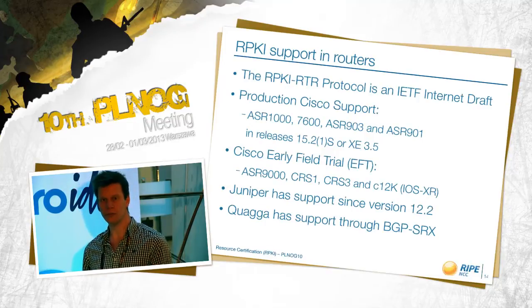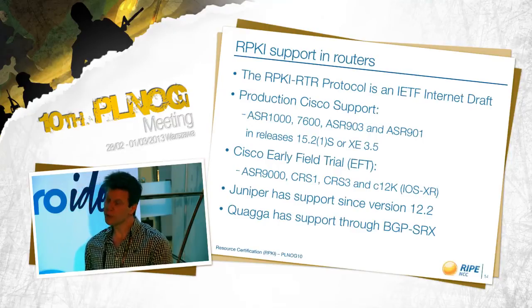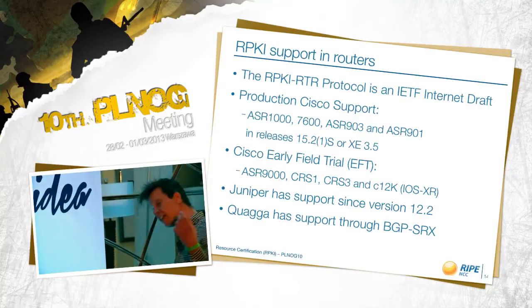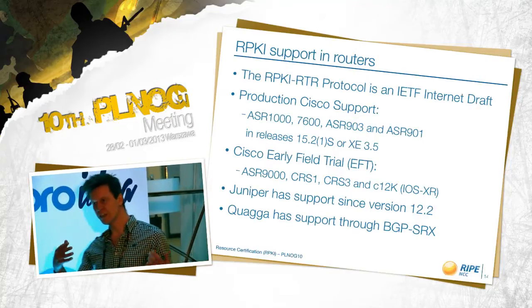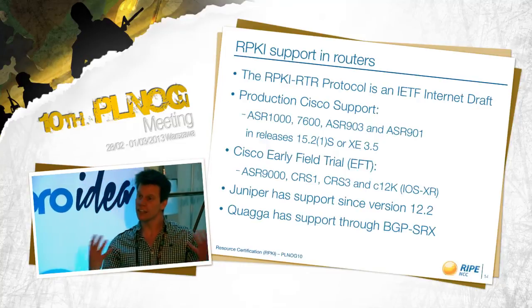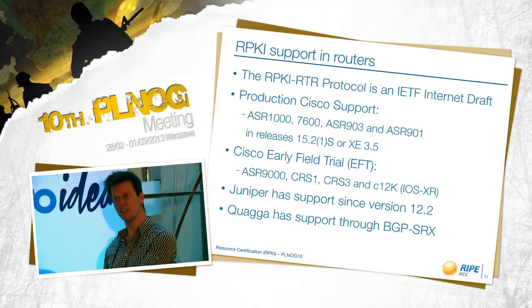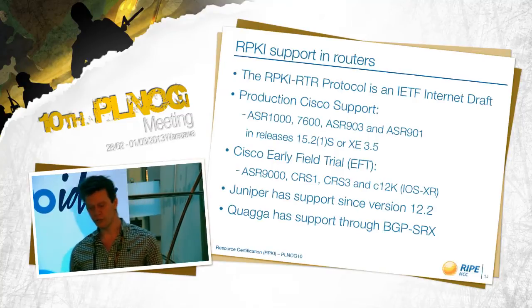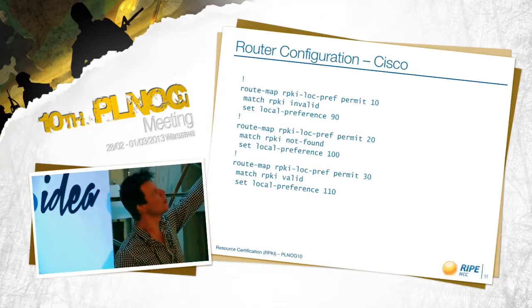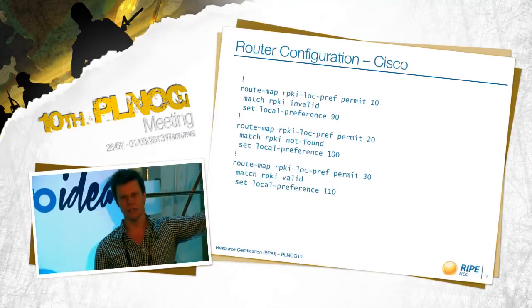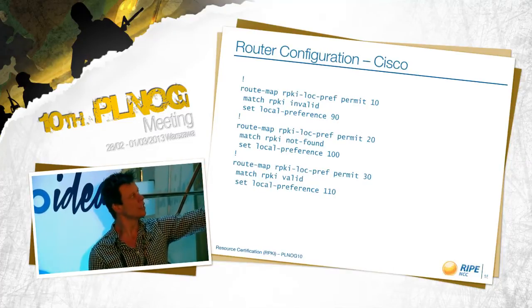But Cisco and Juniper are fully on board and they have production support. And then what you can do in your Cisco, because it has that list of valid AS numbers, prefixes and maximum lengths, and it has that logic of what is then valid, what is invalid, and what is unknown. So you can just create a route map saying, match RPKI invalid, set local preference to 90. This is how we configured our testbed servers.